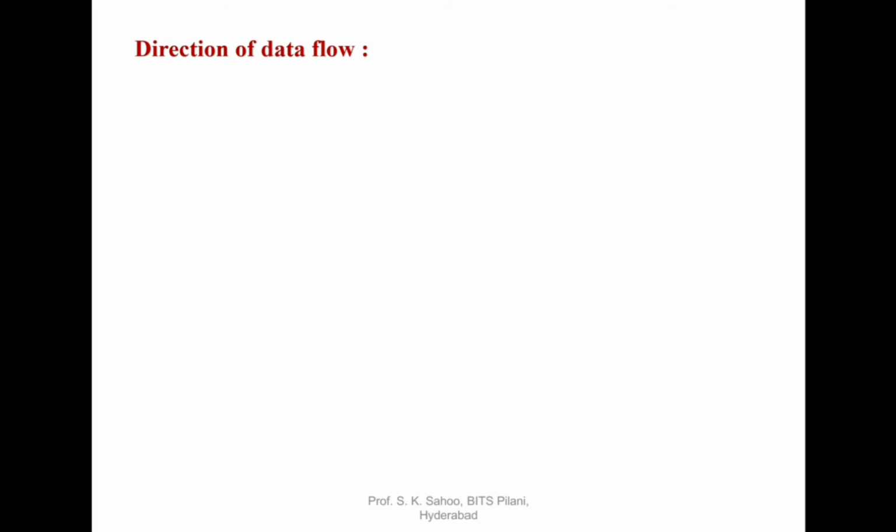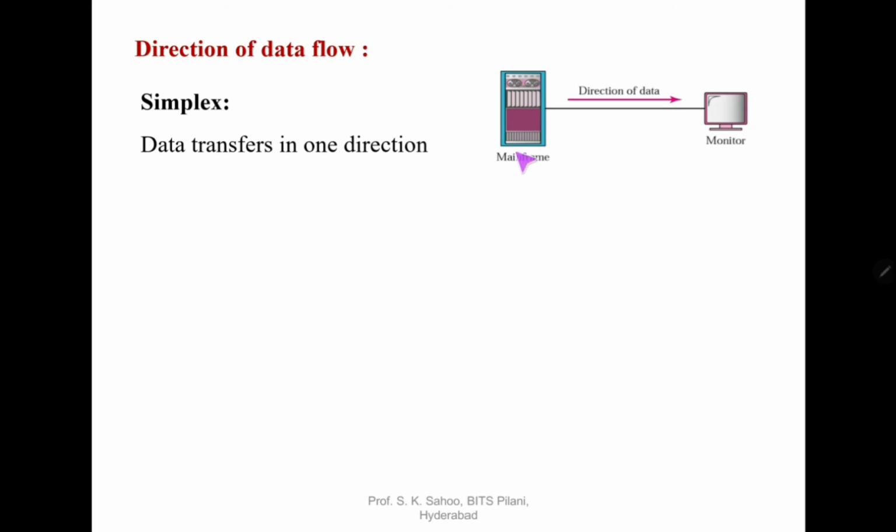Now let us discuss the direction of data flow. The direction of data flow can be of three possible types. Simplex, in which data transfers in one direction. So you can say here is the mainframe computer, and the direction of data flow is in this direction.